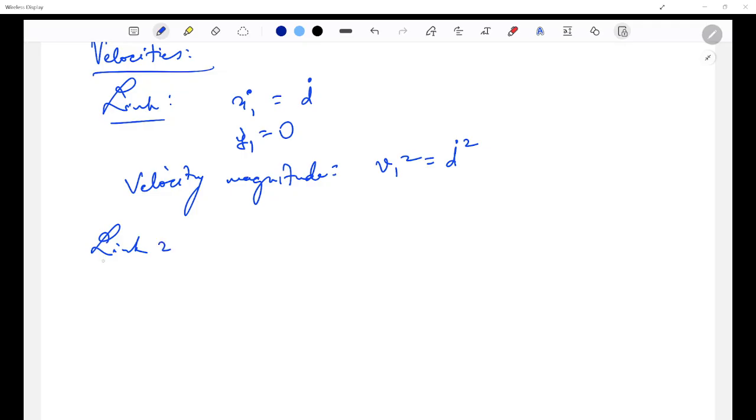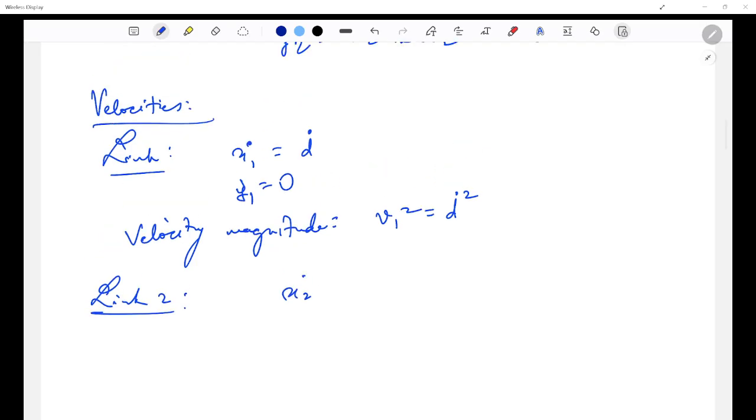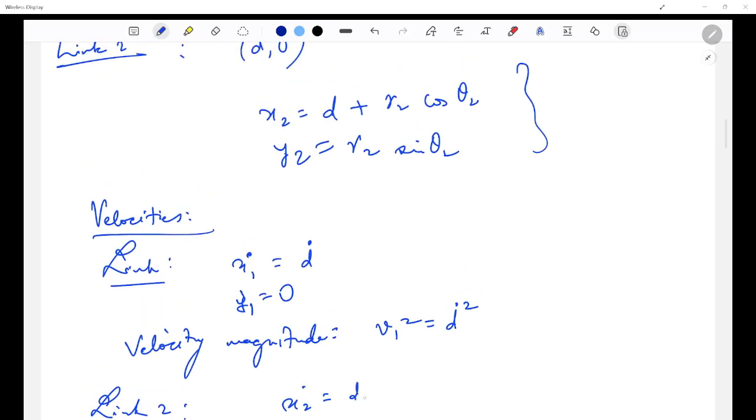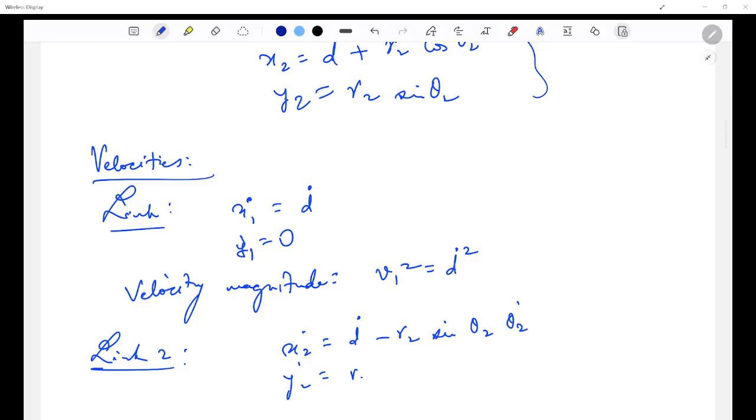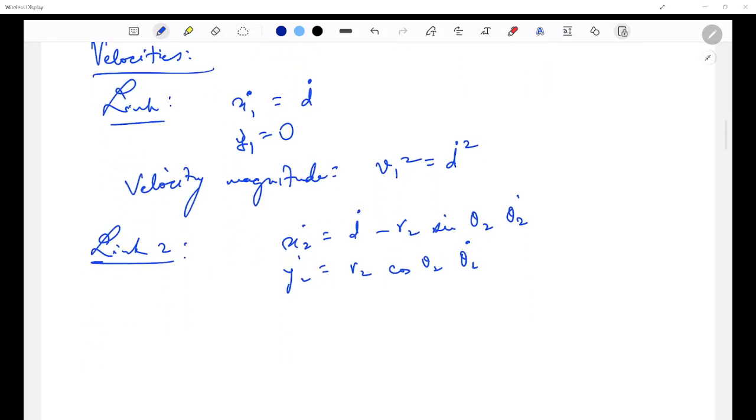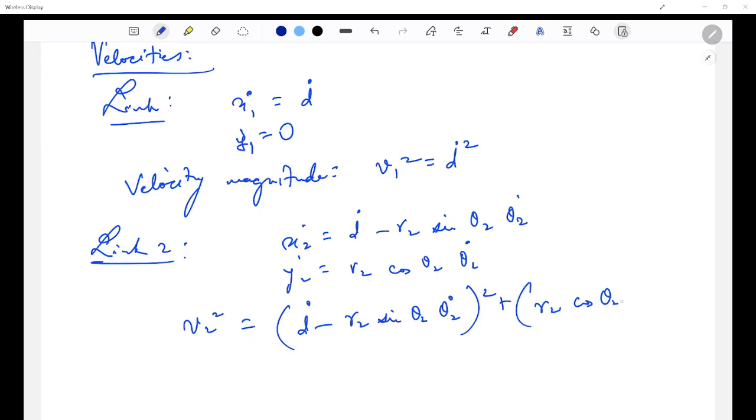Now let's talk about link 2. For link 2, again we'll differentiate this equation. x2 dot is equal to d dot minus r2 sine theta 2 into theta 2 dot. And y2 dot is equal to r2 cos theta 2 into theta 2 dot. Right. So what is your v2 square? It is (d dot minus r2 sine theta 2 into theta 2 dot) whole square plus (r2 into cos theta 2 into theta 2 dot) whole square.